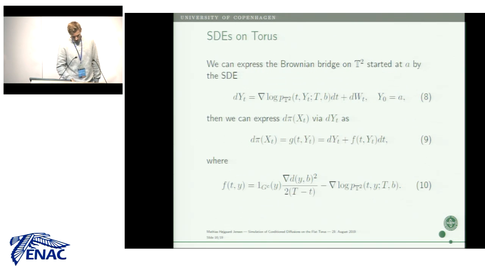So if we just consider the SDE, the true Brownian bridge SDE, this is on the torus. As mentioned before, you have the drift depending on the gradient of the logarithmic heat kernel. Then we express our proposed diffusion on the torus through this true Brownian bridge by adding this extra drift term, which is just removing the drift in the Brownian bridge and then adding the drift that we want. So here it's the gradient of the distance function, or squared distance function.